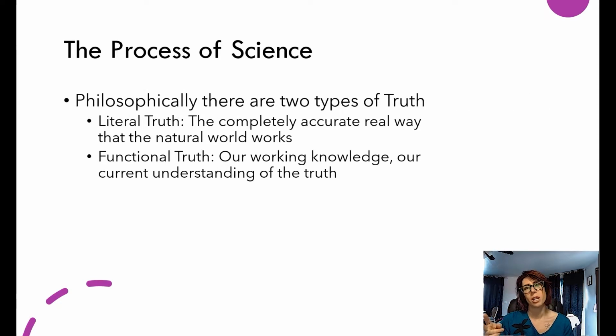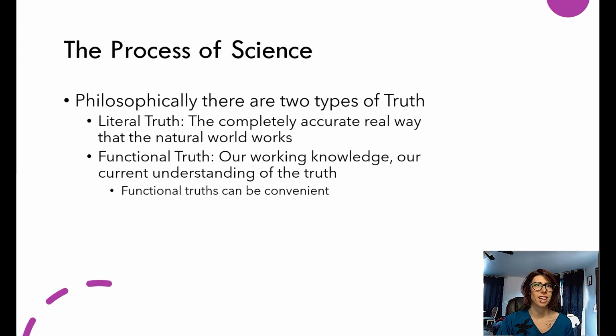So there's two different types of truth, and this is sort of like a little mini lesson in philosophy, but there are two different styles of truth that are important to understand in understanding the scientific method. There's literal truth, and this is what we normally think of as truth. This is the completely accurate, real way that the natural world works, unflawed truth. And then there's functional truth. The functional truth is our working knowledge, our current understanding of the truth that we use to operate on a day-to-day basis.